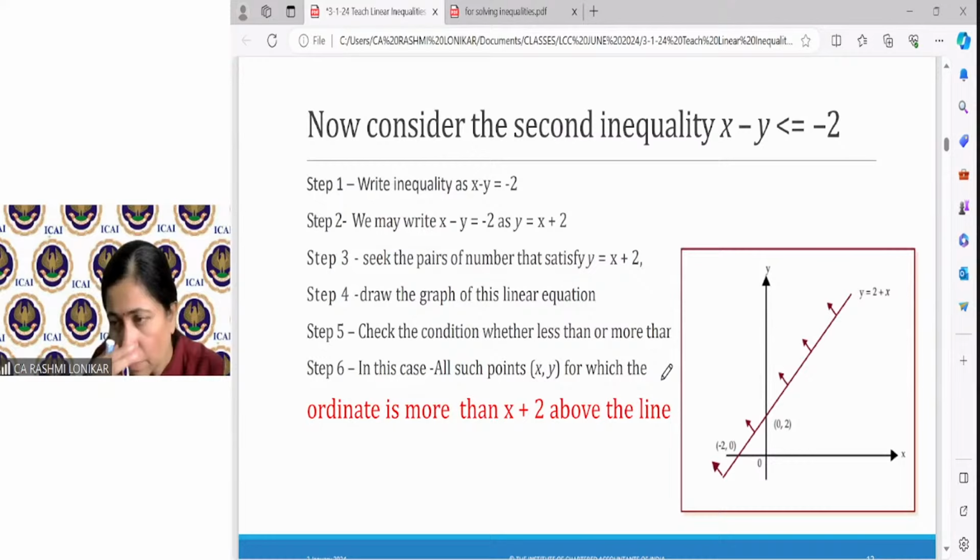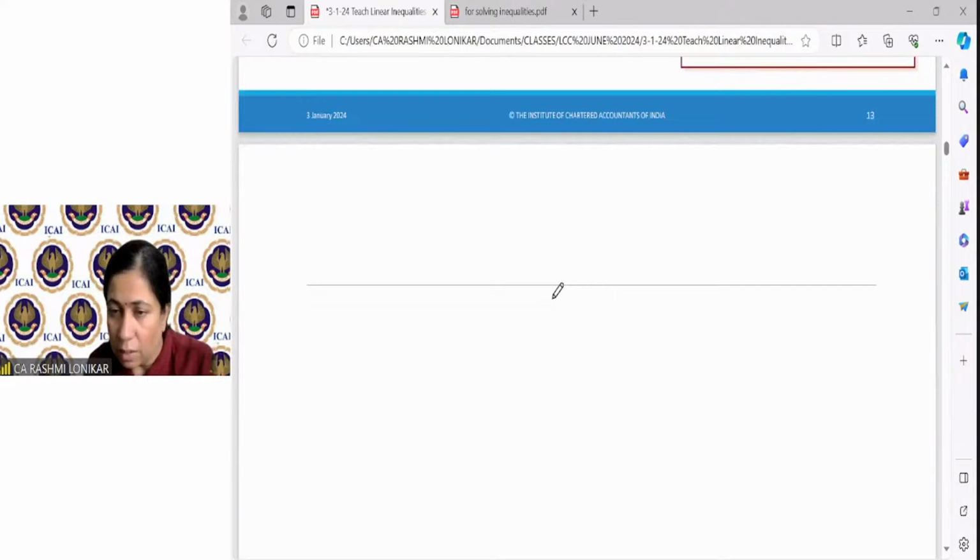x minus y is less than or equal to minus 2. What is the first step? First step is write it as an equality. Second step is find the values. So put x is equal to 0, find the value of y. Put y is equal to 0, find the value of x. Third step, plot the graph. Now draw the graph. Fifth step is check the condition, whether it is less than or greater than, that you have to see. And sixth is then you have to actually color whichever area is satisfying the given condition, okay. And mostly in MCQs, the region will be marked over there. You have to identify which of them is the correct option, okay. So x minus y is less than or equal to minus 2.